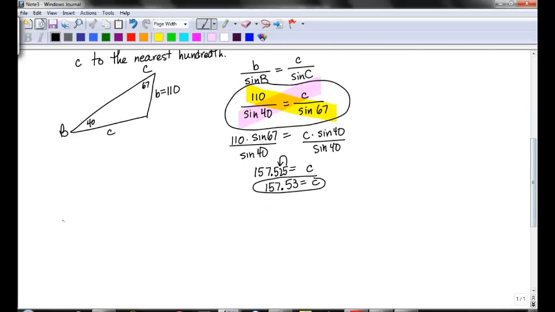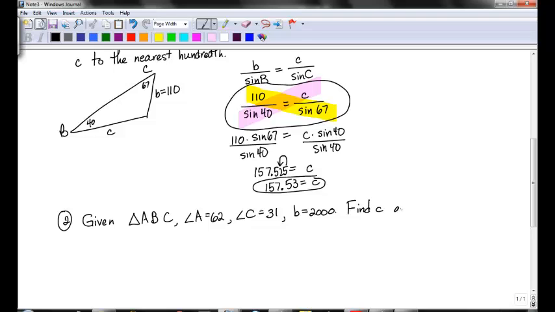Okay. Let's try another one. Okay, on number 2, if you're given triangle ABC and angle A is 62 degrees, angle C is 31 degrees, and side B is 2000. Find side C and side A to the nearest whole unit.